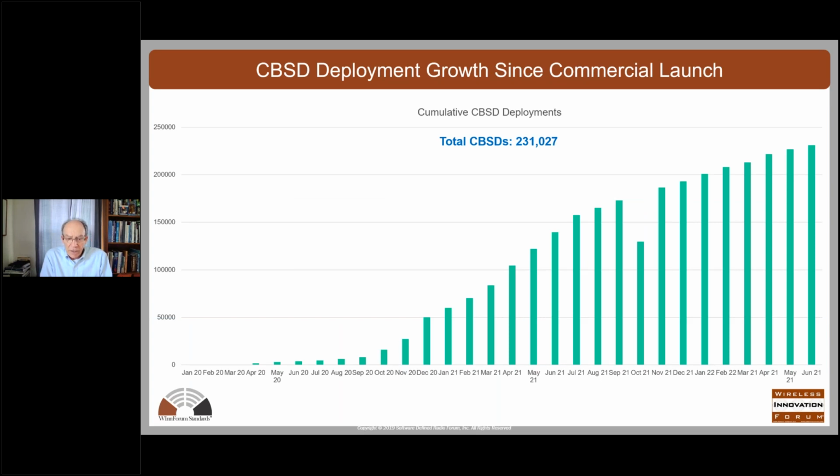I wanted to tell people about how this has grown. CBRS has grown a lot in terms of CBSD count. As of yesterday, it was about 231,000. It looks like it's leveling off a little bit, though we're still adding several thousand a month. That little anomaly in October had to do with an issue in data reporting, so that number should have been close to the ones in the previous month, September, and the one after it, November. But the bottom line is we have over 200,000 CBSDs deployed in 2.5 years. That's a lot of CBSDs. Next slide.